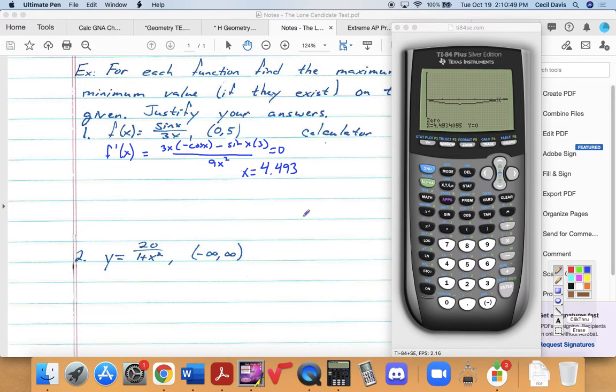It's just really slow. And at this point, our graph of the derivative changes from negative to positive. So what do we know about f? It has a local min at x is equal to 4.493.